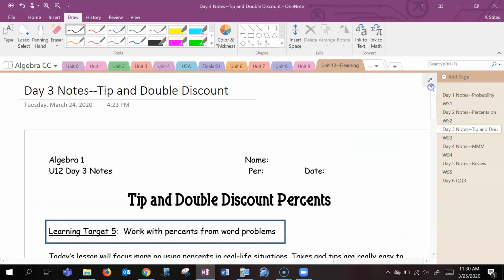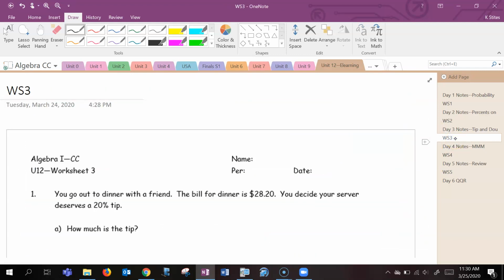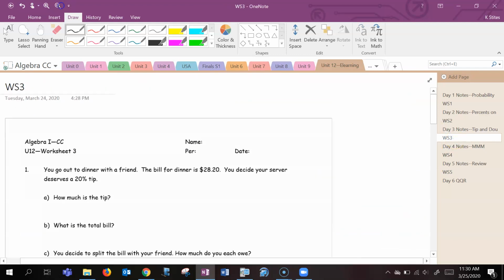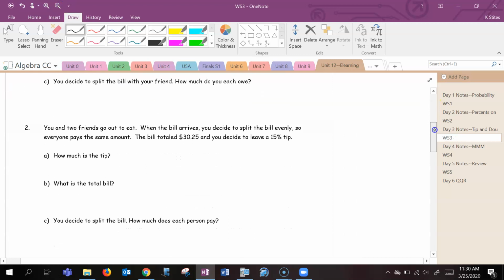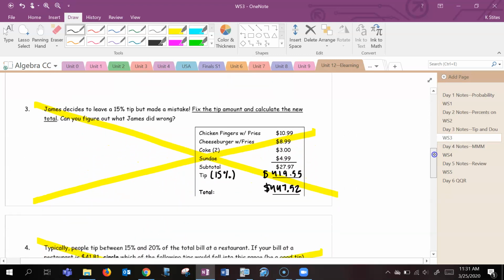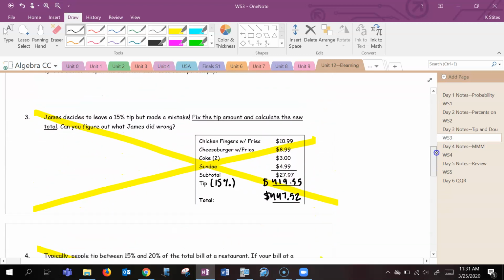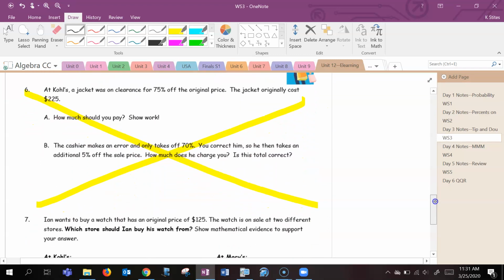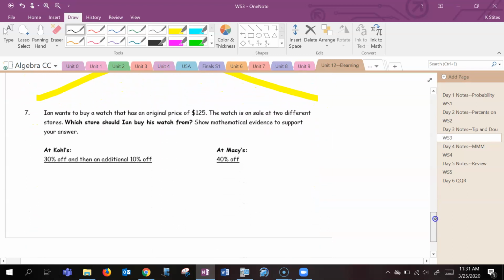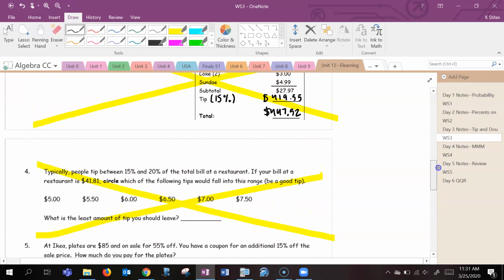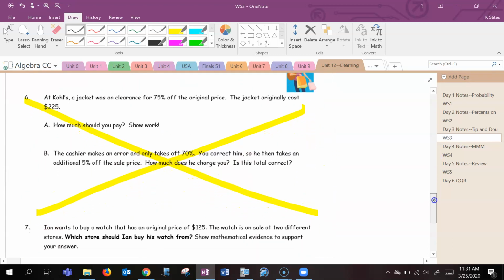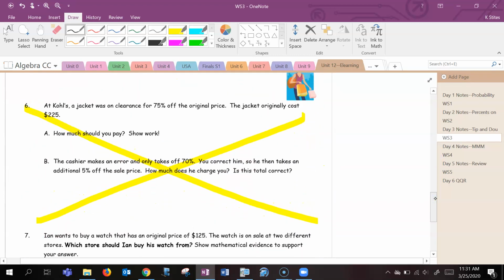Let's talk about your homework tonight. Go ahead, flip the page to worksheet 3. Worksheet 3, we're going to cut some stuff for you, even though it's pretty short. We're going to get rid of number 3 and number 4. You can cross those out. And we're also going to get rid of number 6. So 3, 4, and 6. You can go ahead and cross those off.